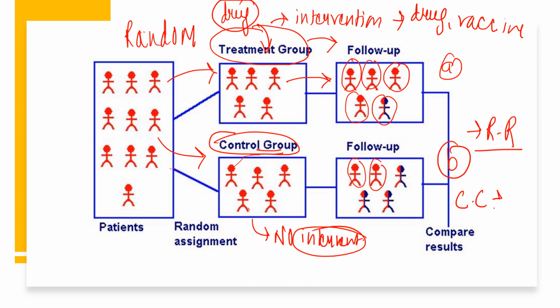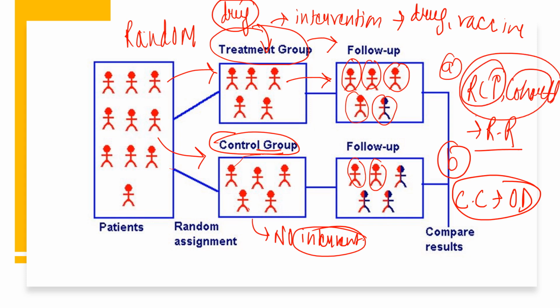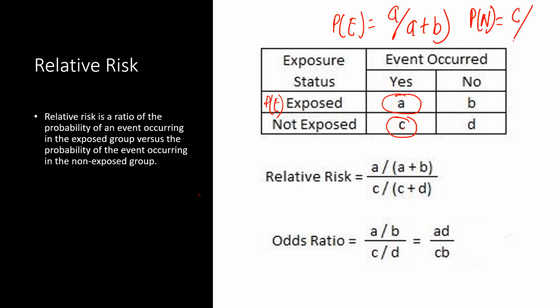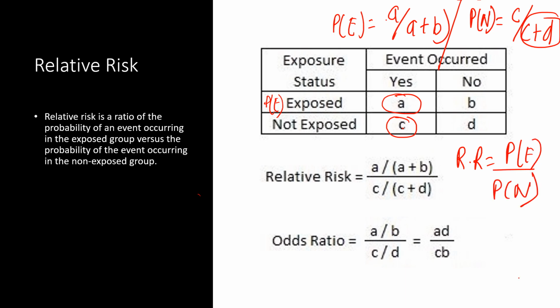In the case control study we use the odds ratio, but in the RCT, randomized control trial, and the cohort study, we use the relative risk ratio. We cannot use the relative risk ratio in the case control study, and we cannot use the odds ratio in the randomized control trial. So let's see what the relative risk is. It is the ratio of the probability of the event occurring in the exposed group to the probability of the event occurring in the non-exposed group. Suppose PE, the probability in the exposed group, is A upon A plus B. The probability of occurring in the non-exposed group, PN, will be C upon C plus D. If we take the ratio of these two, the relative risk ratio will be PE by PN.